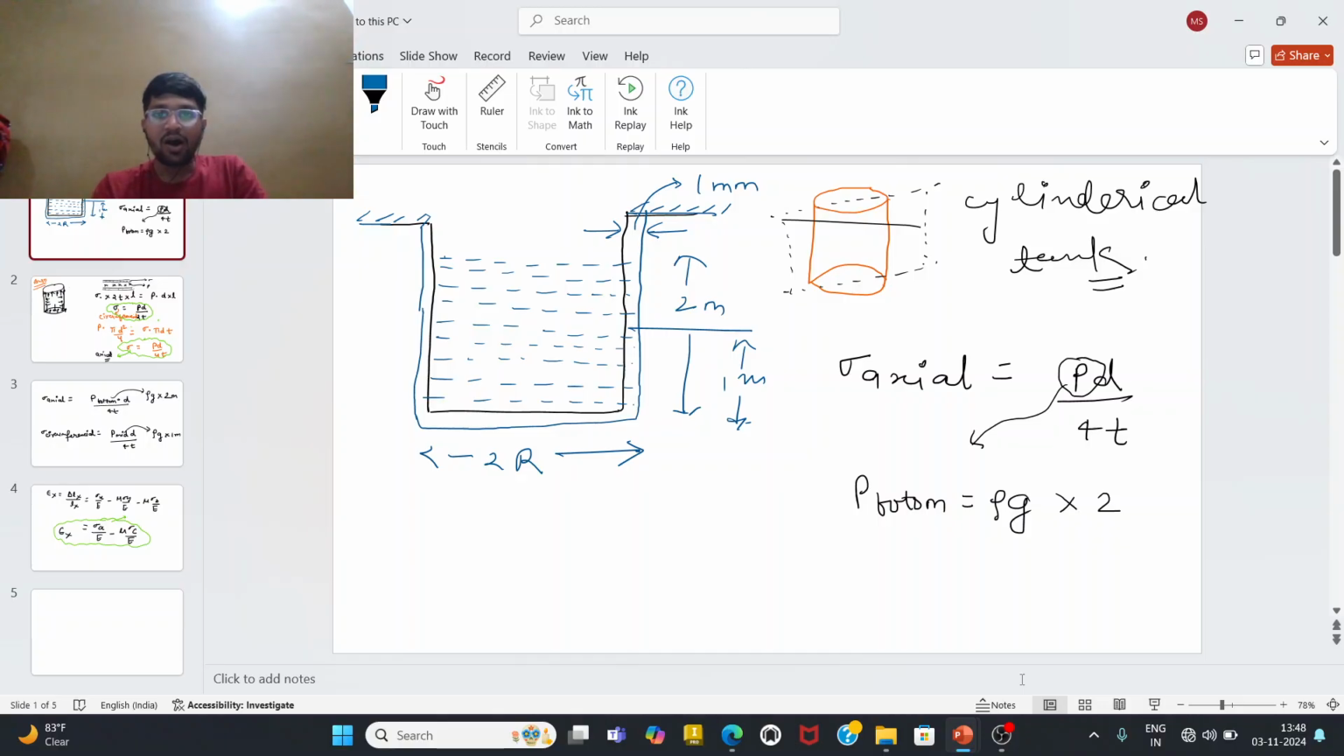First, we will try to understand what the system is. The system is such that we have a cylinder, filled with water to a height of 2 meters. Now the question is, why are we going to find the stress?